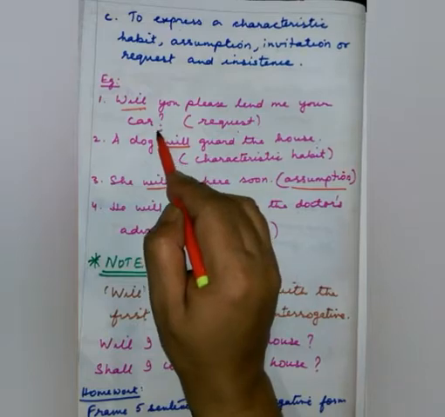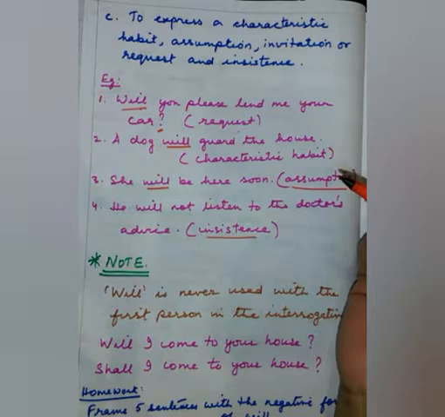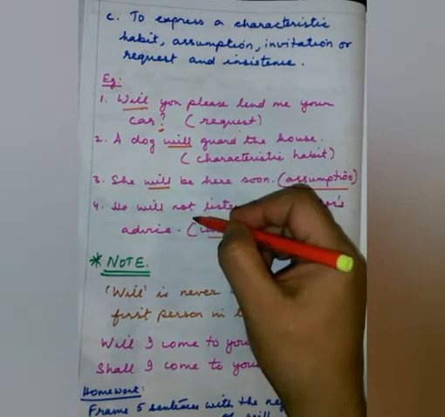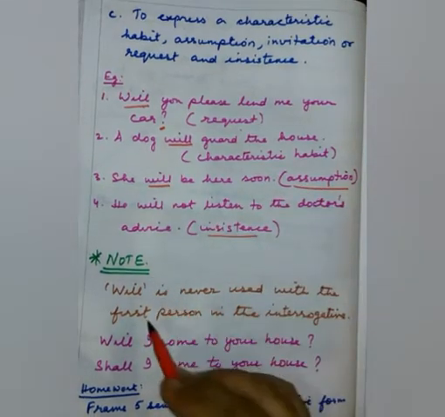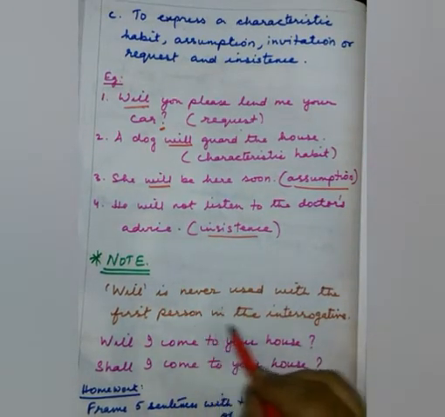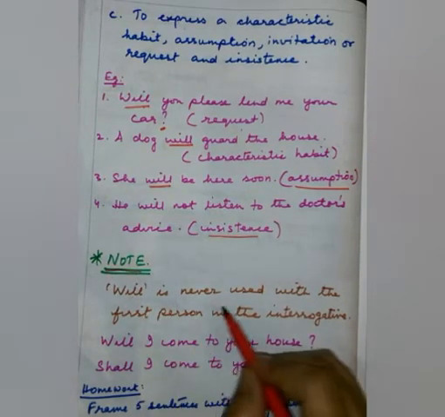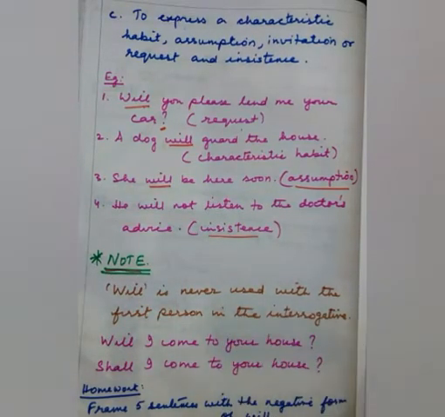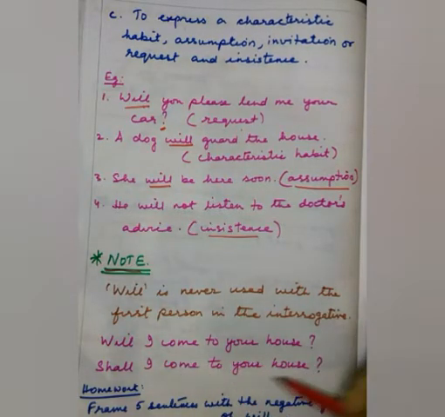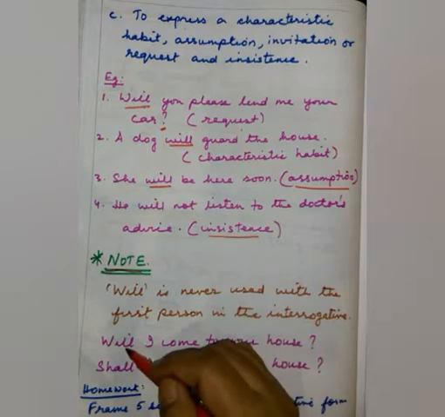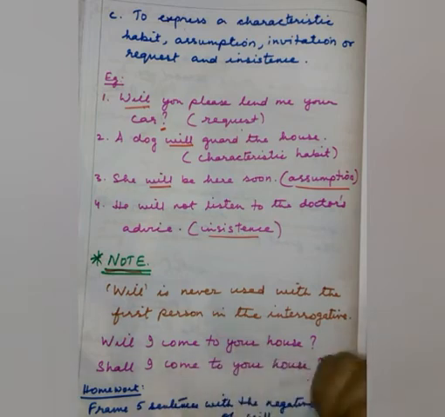Okay, so please have a look at this. And the number one is an interrogative. Coming to note, will is never used with the first person in the interrogative. If it is a question mark, you cannot use will. Now look at these two sentences. Will I come to your house? Shall I come to your house? Now which of these two is correct? Will I come to your house or shall I come to your house?